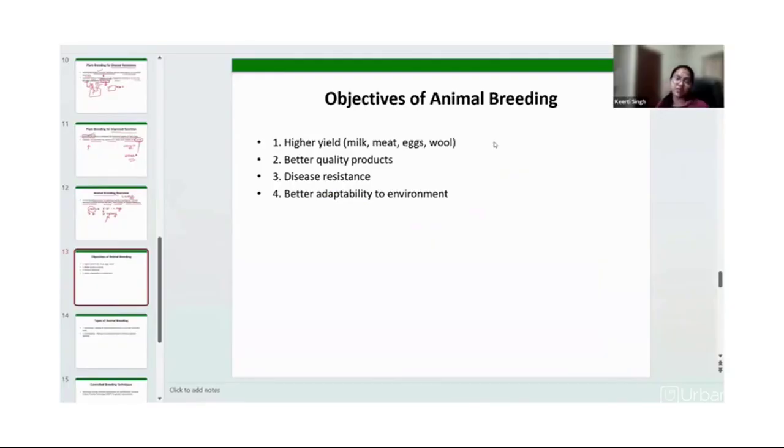depending upon the objectives, of course, what you want. If you want higher yield, for example, yield of milk or meat or eggs or wool, or you want better quality product, or you want some kind of disease resistant animal, right? Or you want better adaptability to environment, right?